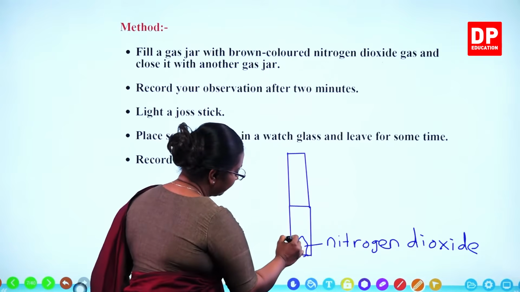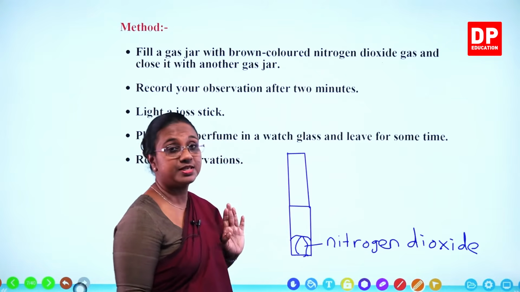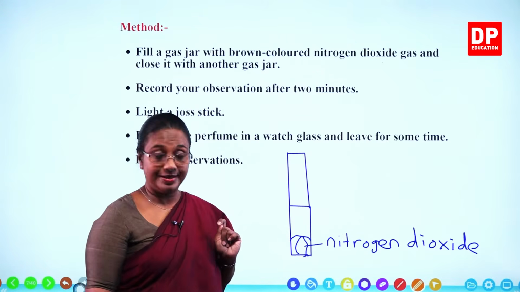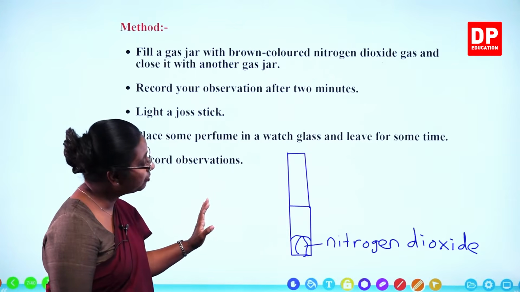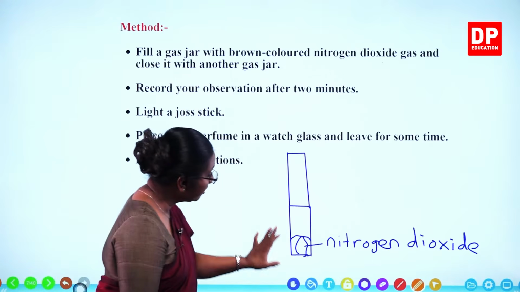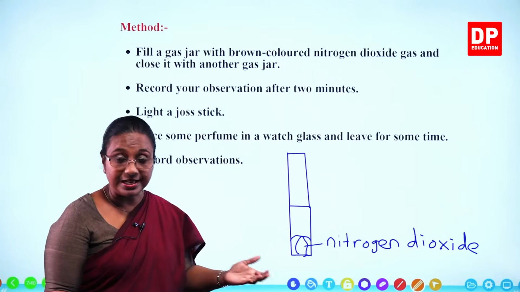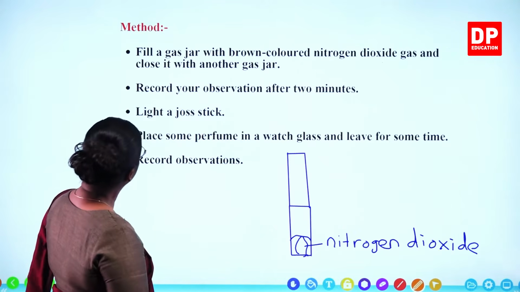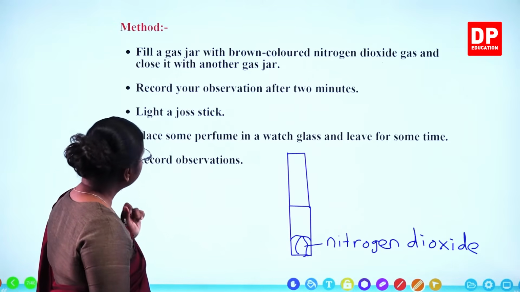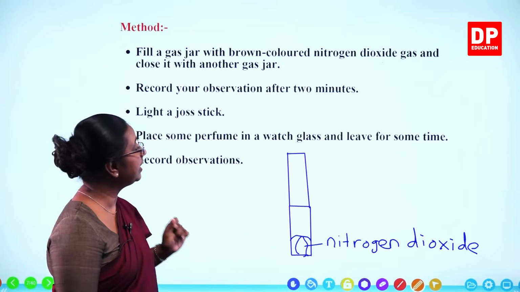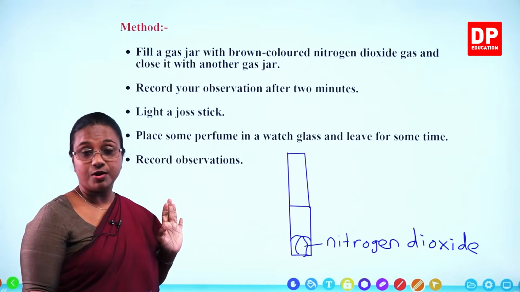So initially, there will be nitrogen dioxide inside the first gas jar. Then you can observe what happens after 2 minutes. So record your observation after 2 minutes. You just fill it, place the second gas jar, and you have to observe for 2 minutes and see what happens there. Then as the second step, we light a joss stick. Then the third one, place some perfume in a watch glass and leave for some time. And you need to record your observations.